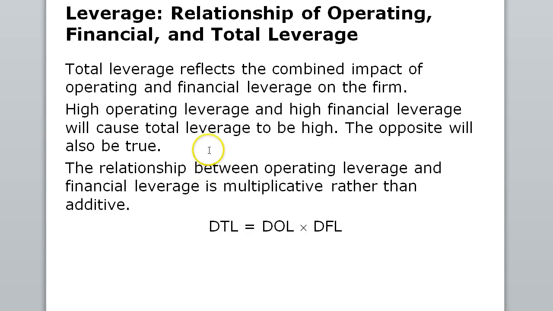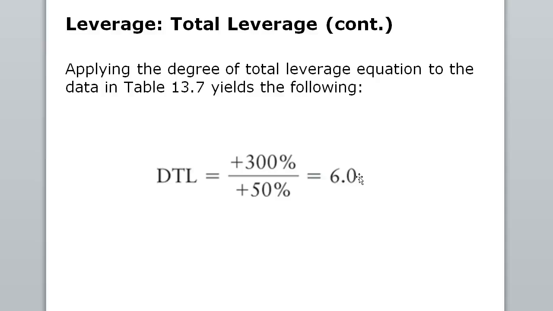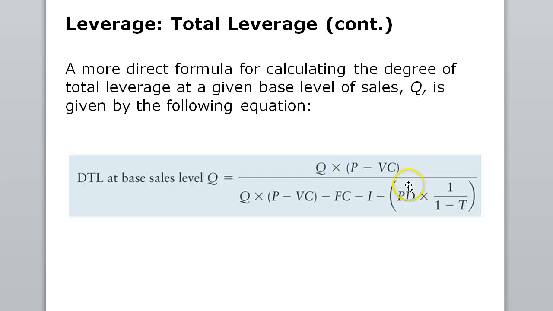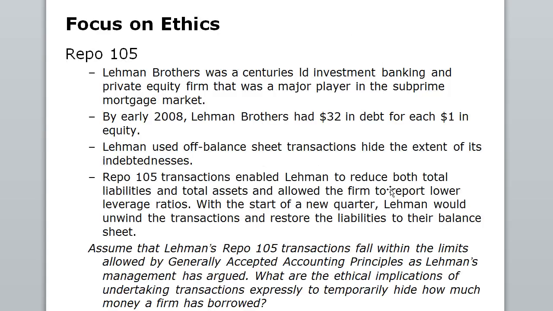Now, like I said before, the degree of total leverage can also be calculated by taking the degree of operating leverage and multiplying by the degree of financial leverage. So in this case, the 1.2 times 5 is the degree of total leverage of 6. And just moving back here on that chart, that's where I said the 1.2 times the 5 gives us the 6. Okay, so you see there are many ways that you can calculate this degree of total leverage.